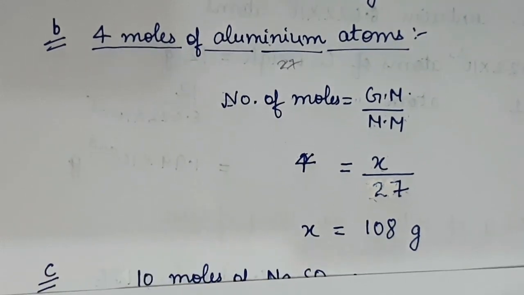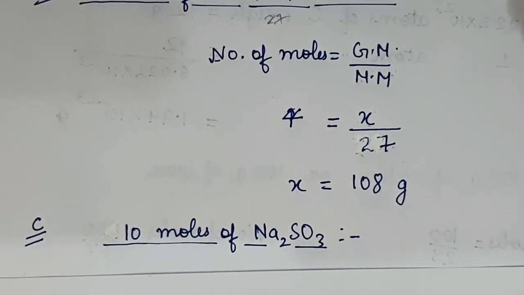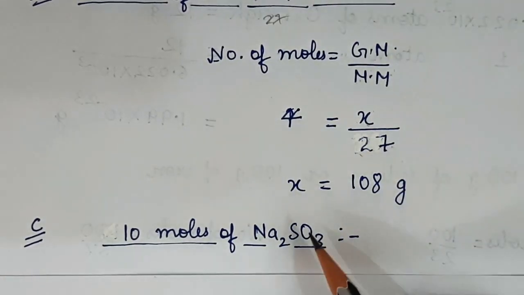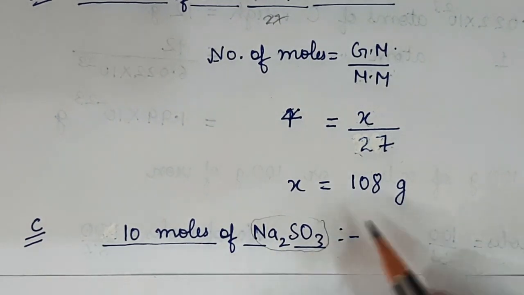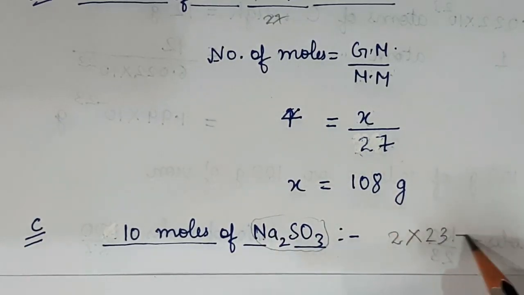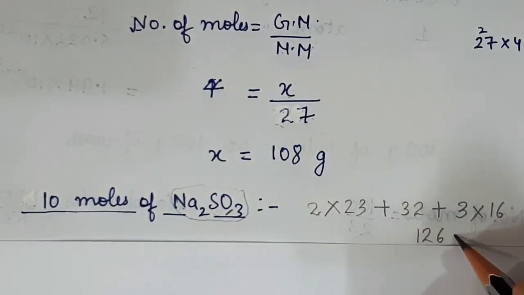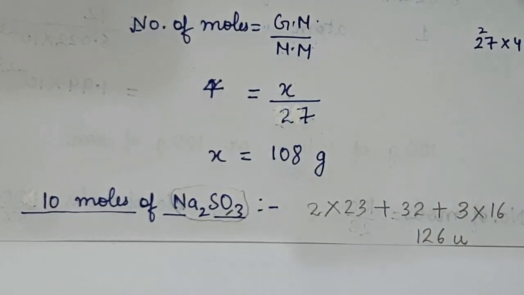C part, what is the mass of 10 moles of sodium sulfite? That is Na2SO3. Now first of all, calculate the molecular mass of Na2SO3. It will be twice of, for sodium it is 23 plus, for sulfur it is 32 plus thrice of oxygen. What is the atomic mass of oxygen? It is 16. So just solve it. It will be 126 U.